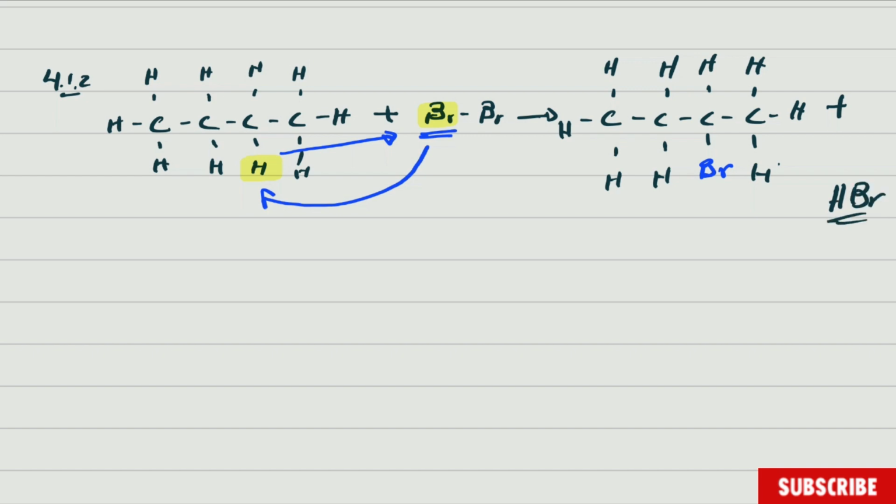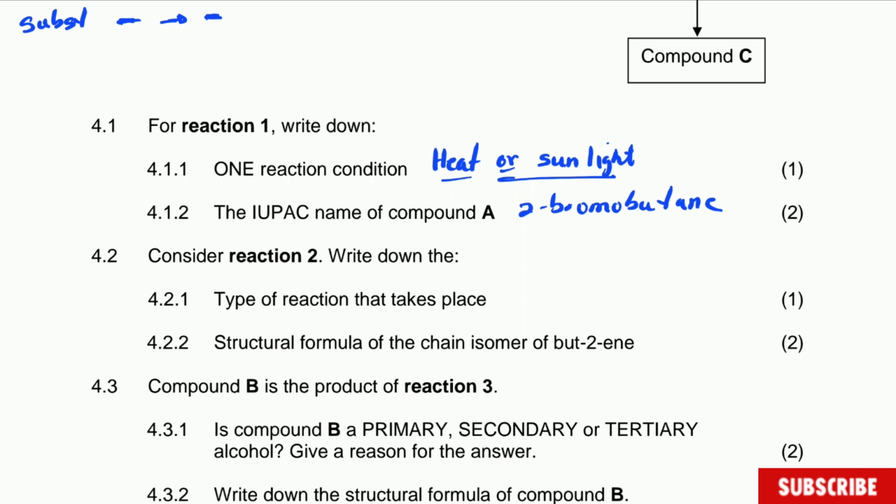This is the compound, guys. So what is the name of this organic compound? The bromine is in the second carbon, so it's 2-bromobutane. It's quite simple, but that is the name in case somebody didn't remember. So that is the answer.